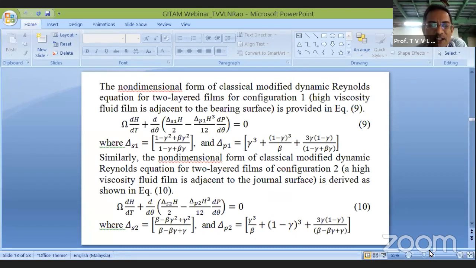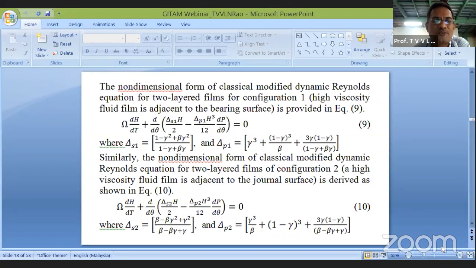Obviously, in the analysis of general bearings, we make use of non-dimensionalization, because it gives us an idea about the performance of the bearings under different operating conditions. So now we do the non-dimensionalization. We have these different parameters. Beta is the viscosity ratio of the high viscosity fluid to the base fluid. And gamma is a parameter of the ratio of the thickness of the base fluid to the thickness of the film. So these are some of the various non-dimensional parameters.